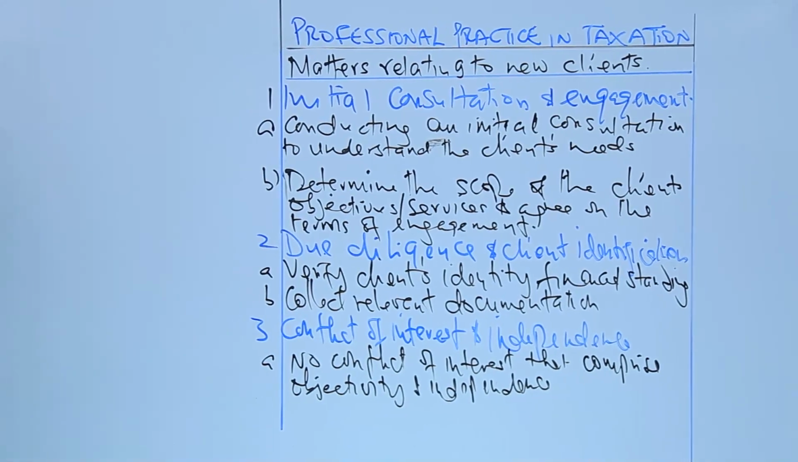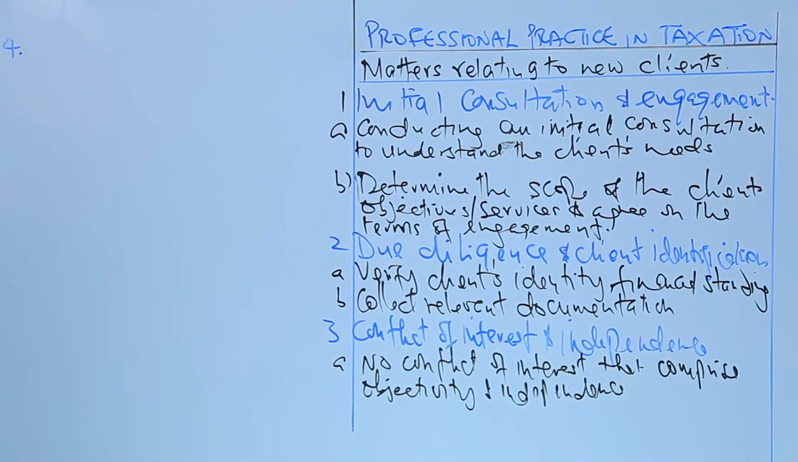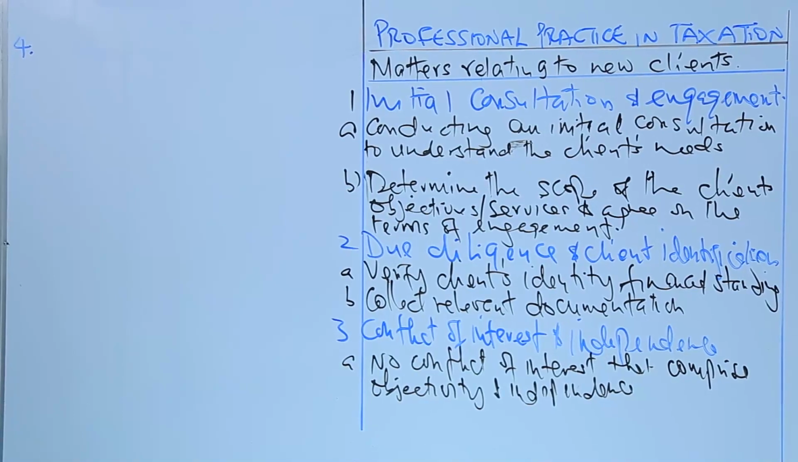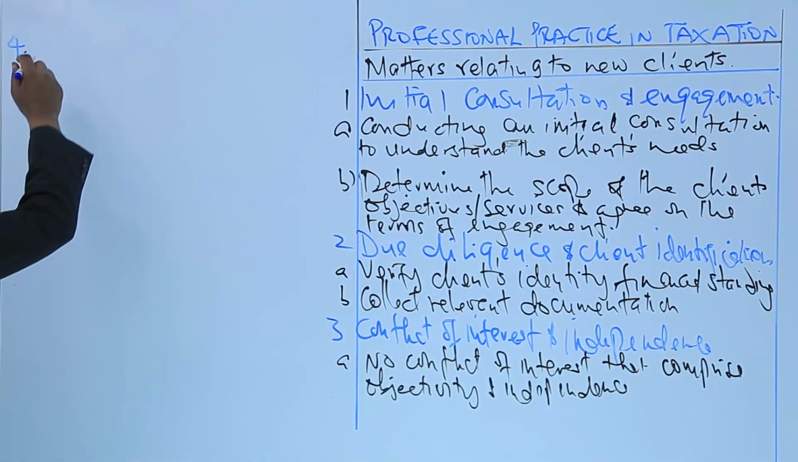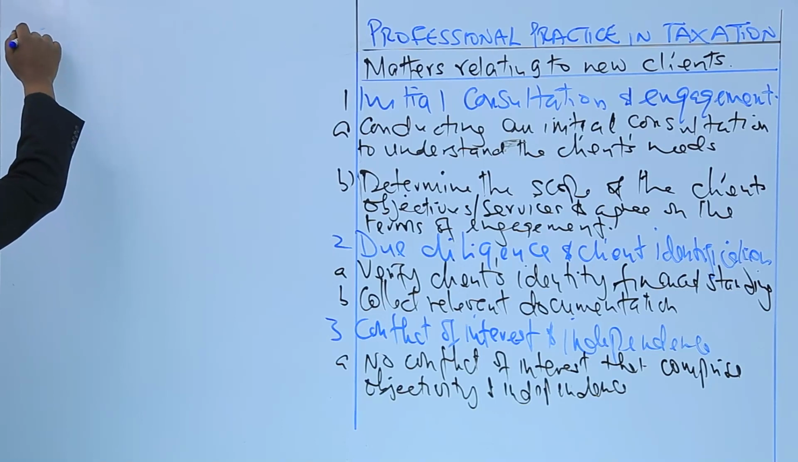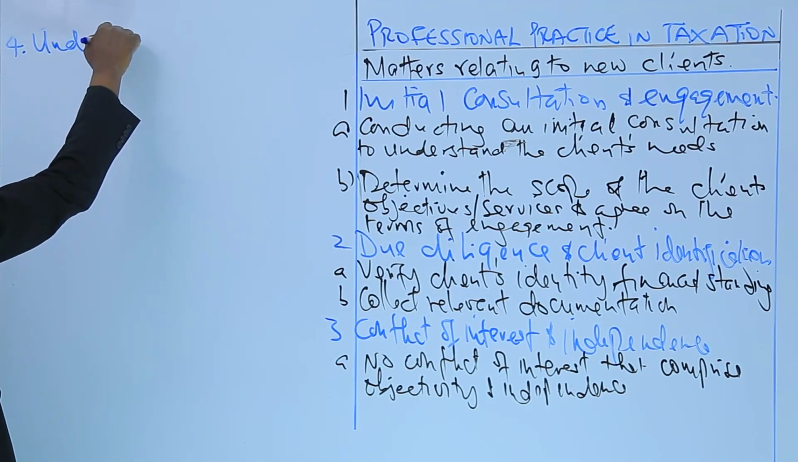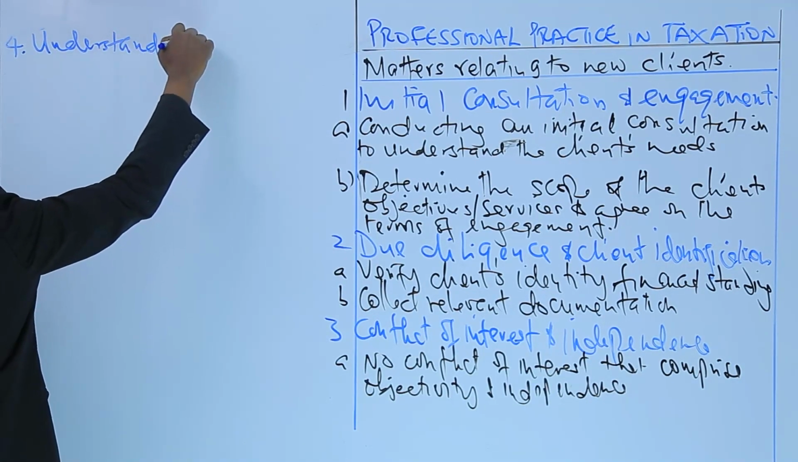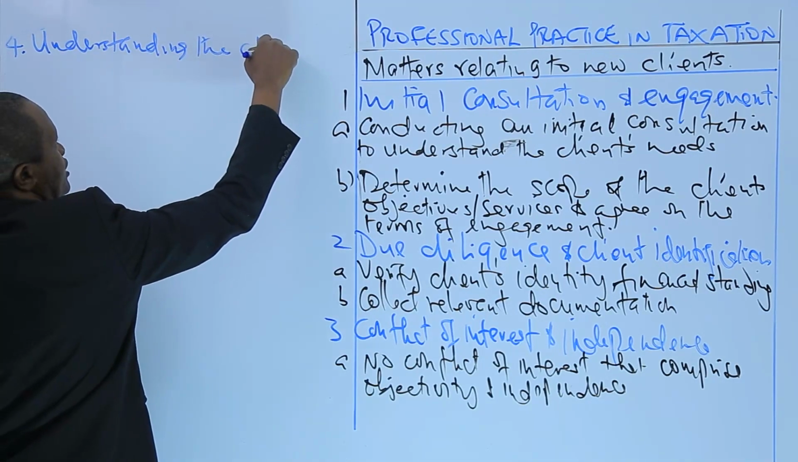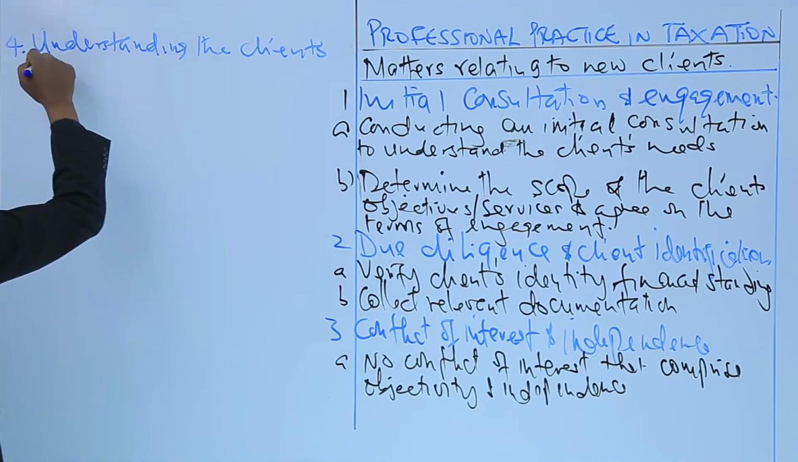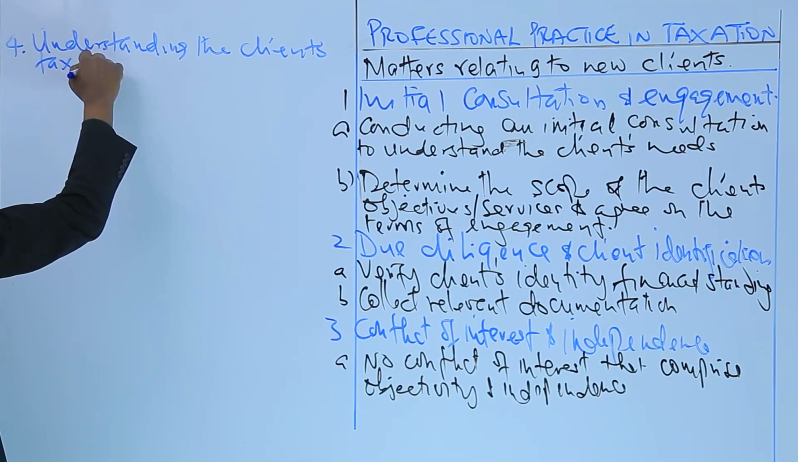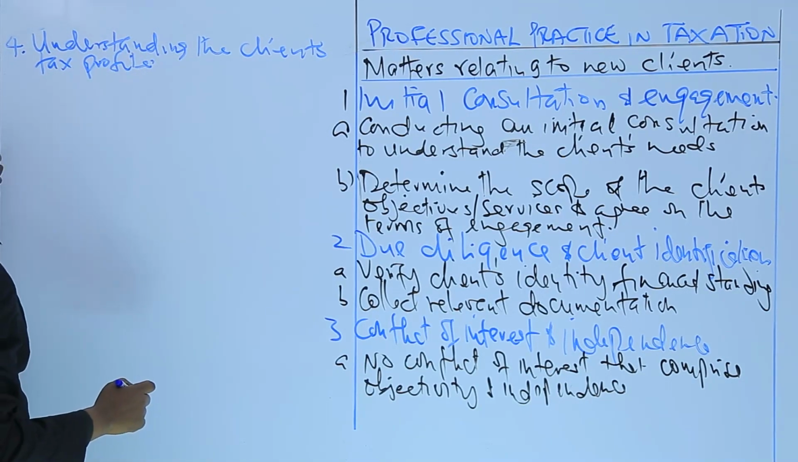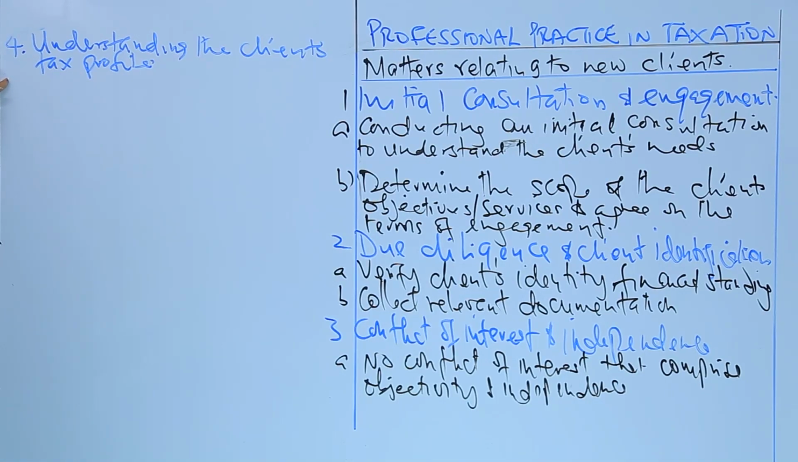Number 4, we are studying the matters relating to new clients. Number 4 is understanding the client's tax profile. The fourth matter is to understand the client's tax profile by gathering comprehensive information.